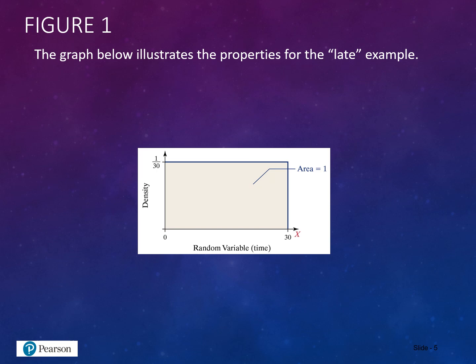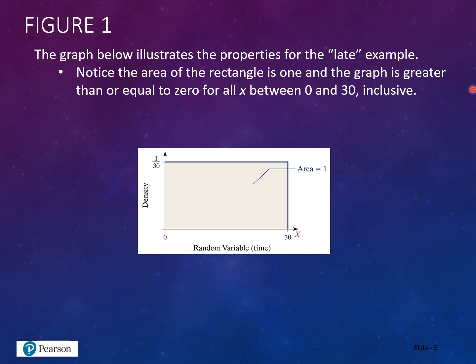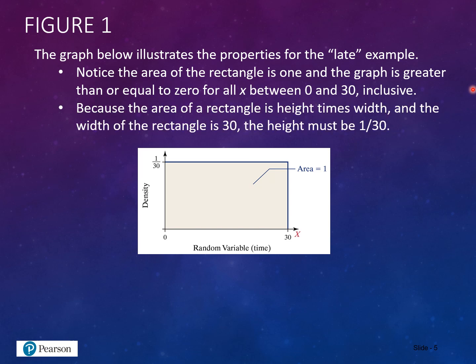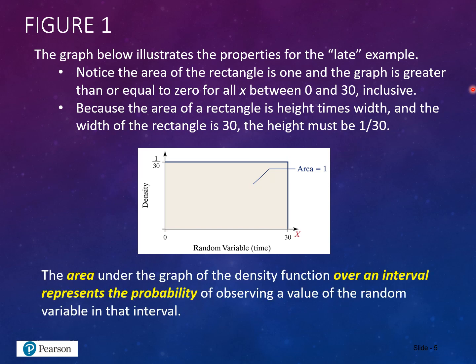The graph below illustrates the properties for the late example. We can see the random variable is time, and we go from 0 to 30. Since the area has to be equal to 1, the height of the graph has to be 1 over 30, because width, 30, times height has to equal 1. So the area of the rectangle is 1, and the graph is above the x-axis for all the values between 0 and 30. Because the area of the rectangle is height times width, and the width of the rectangle is 30, the height must be 1 over 30.